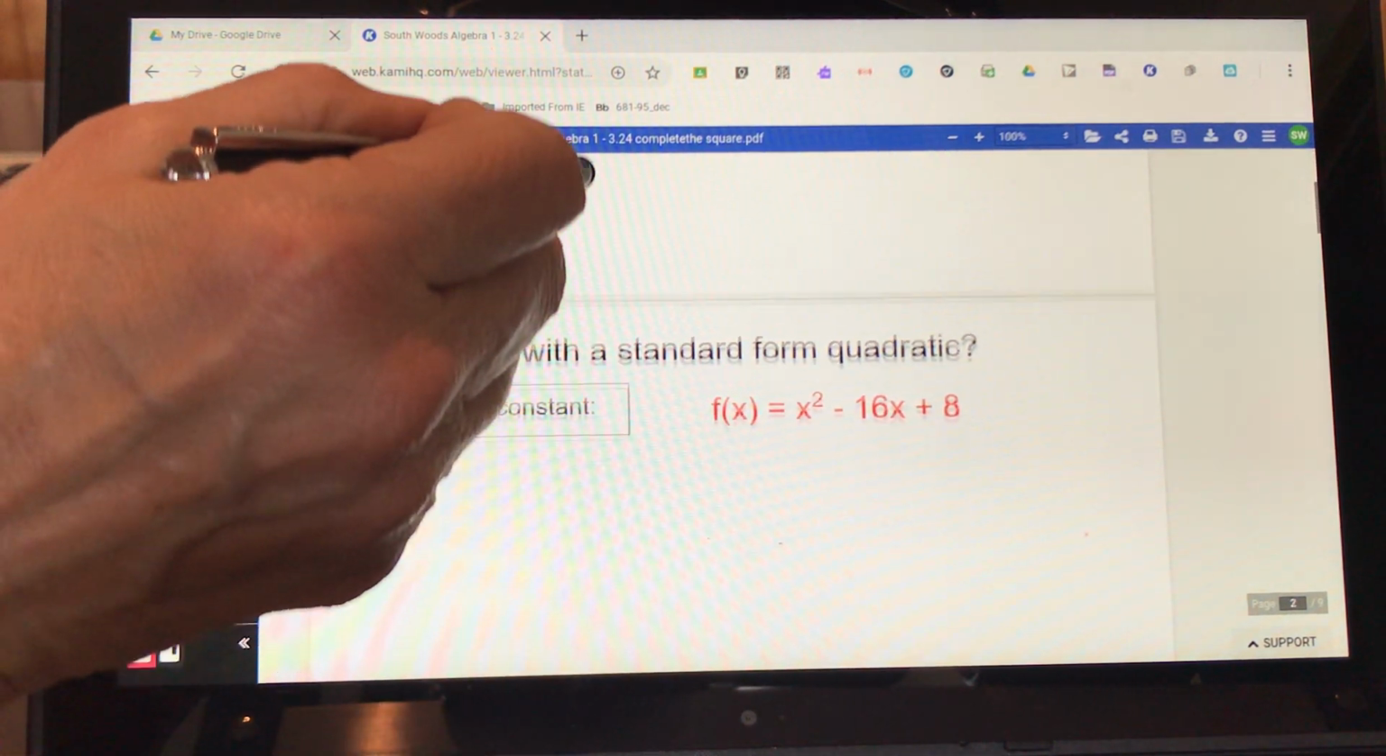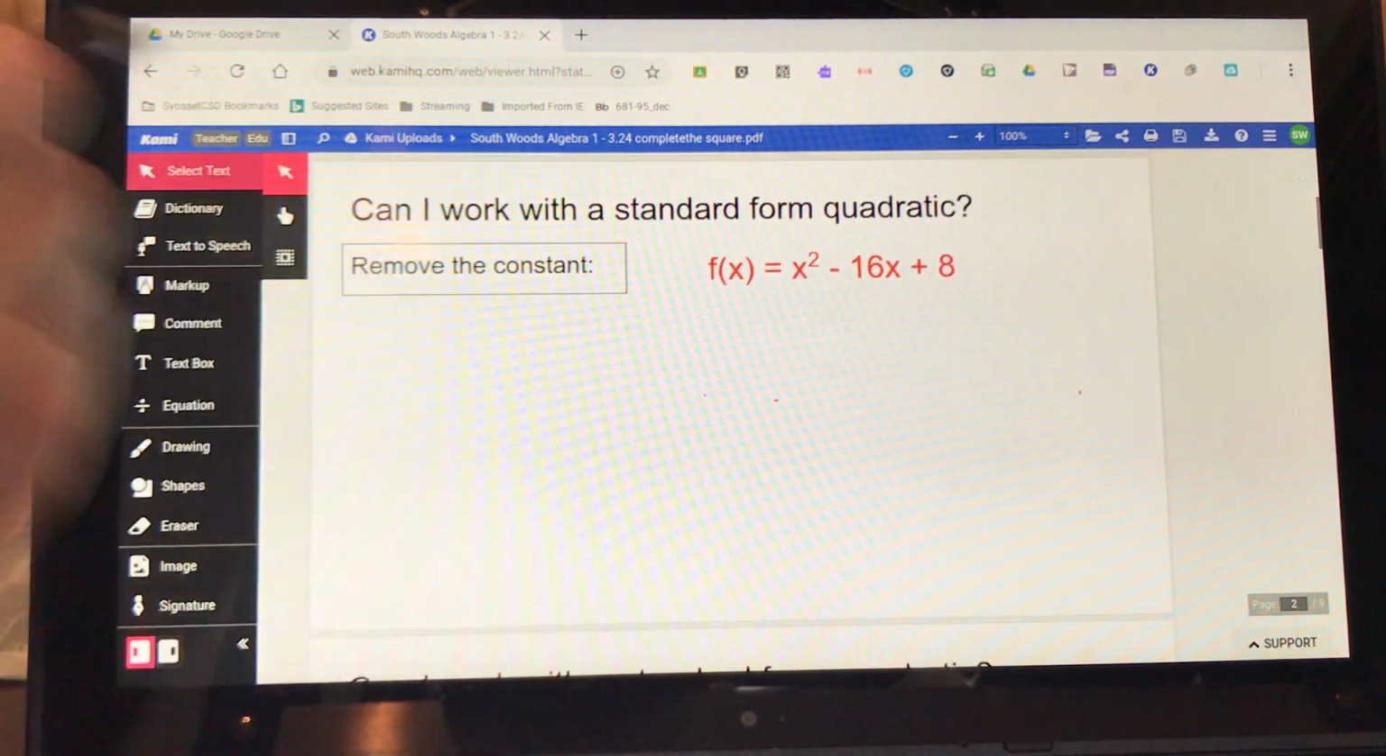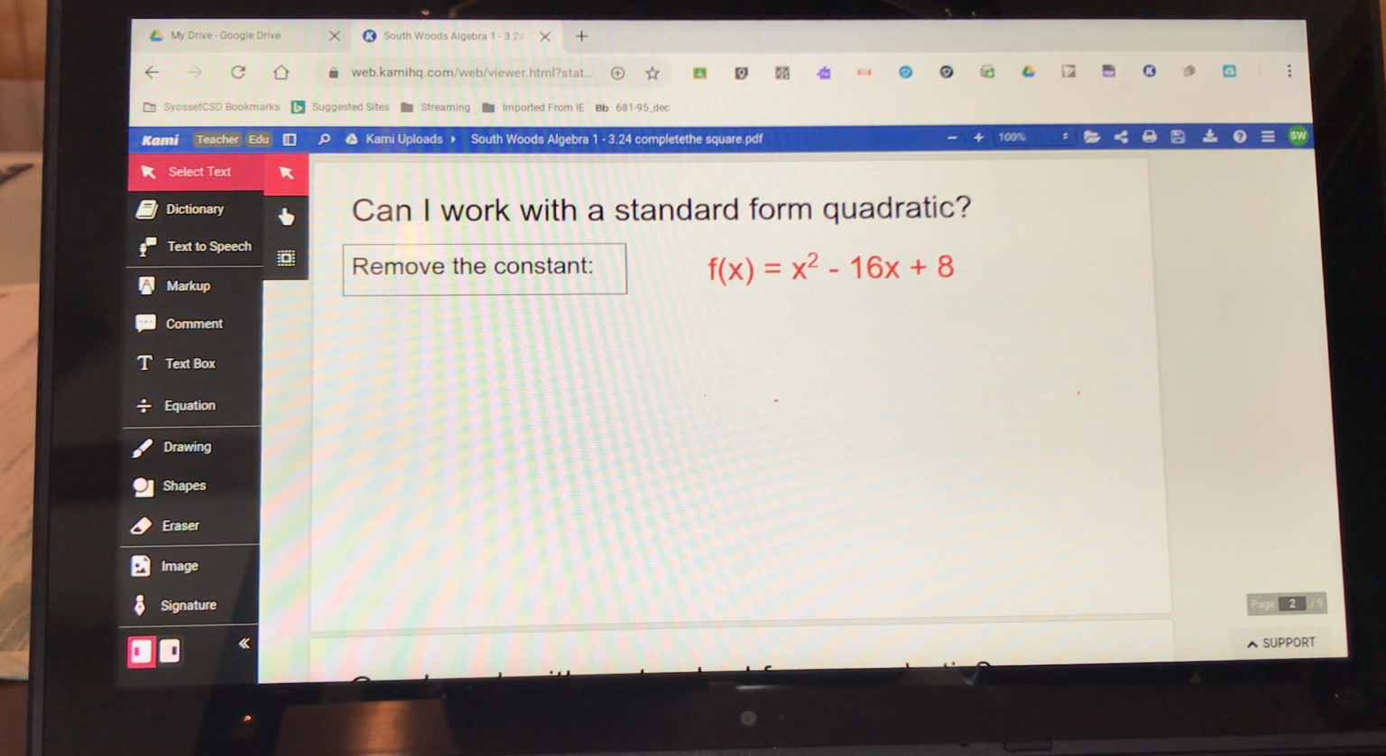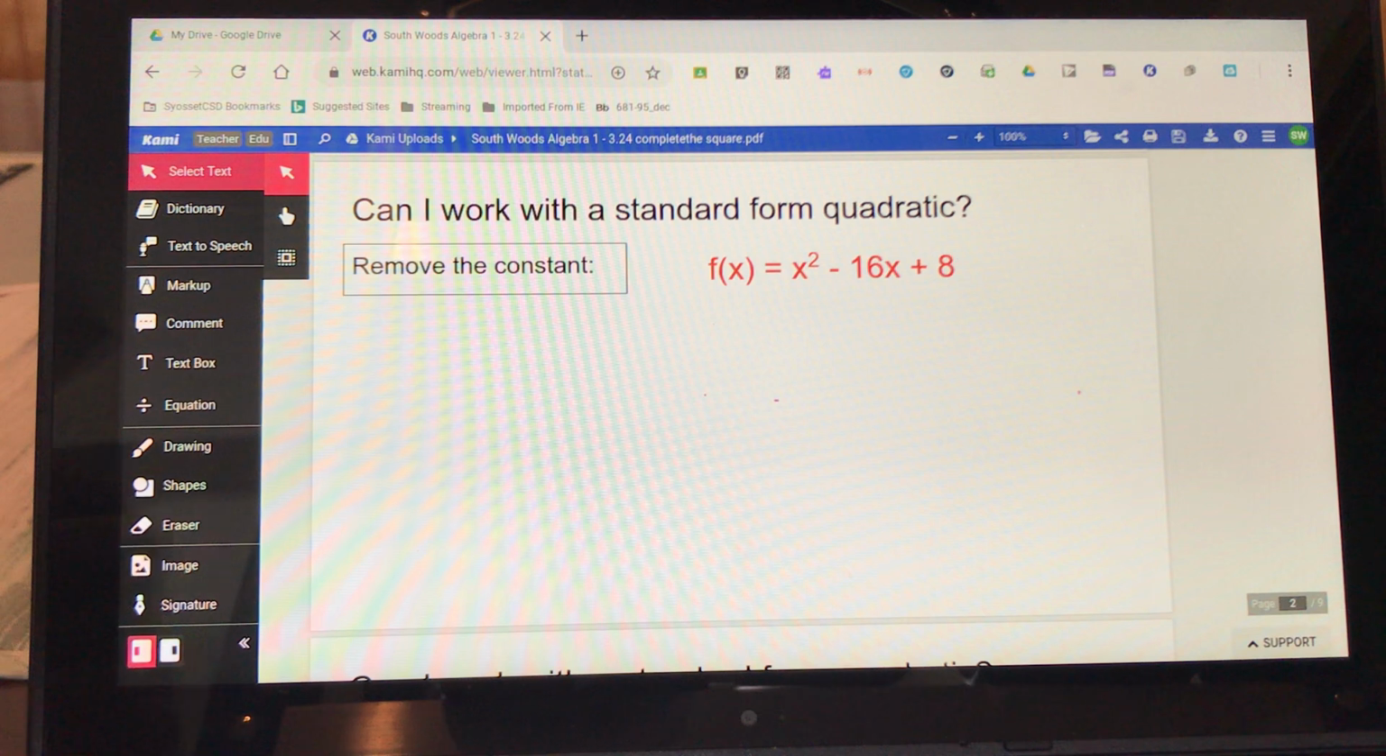So let's get an example here. Can I work with this standard form of a quadratic? The answer is yes, I could by using the axis of symmetry formula, x equals negative b over 2a, but then I would still have to find the y coordinate by substitution. So let's try to use complete the square and change this to vertex form.